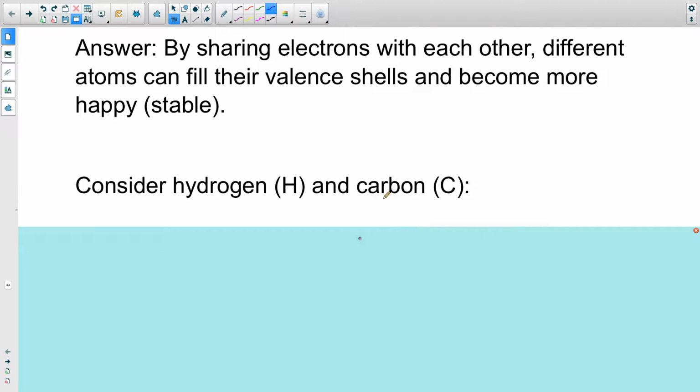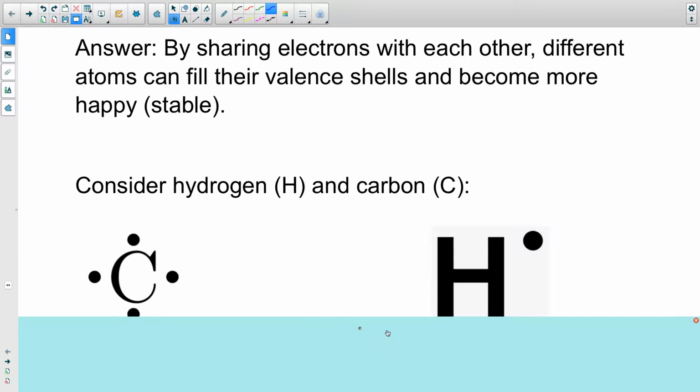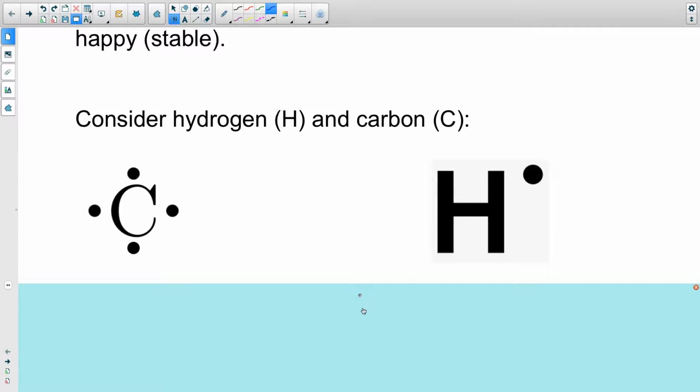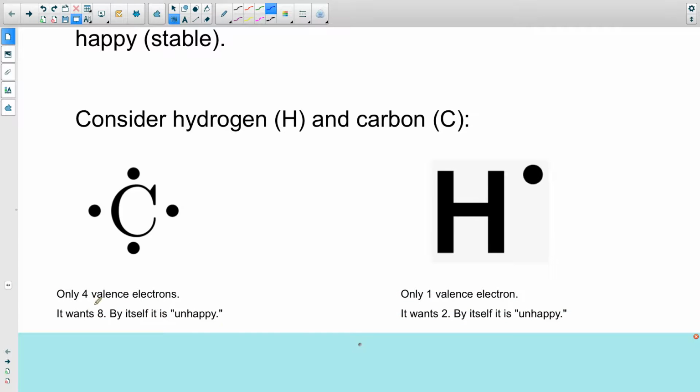So what we just said is that atoms bond together to fill their valence shells and become happier. All right? So let's consider hydrogen and carbon to understand how they do this. If we look at just the valence electrons of carbon, we see that it has 4 valence electrons. And as we established earlier, it wants 8. So by itself, carbon is unhappy.